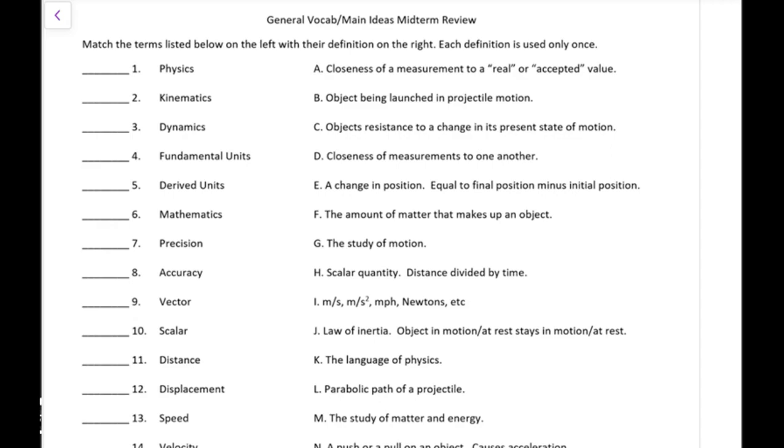So the second page has general vocab main ideas, and then on the back of it has some stuff on units that are going to be important for the midterm. So for these vocab words, there's not really much to go over in too much detail. It's mostly just some of the terms you have to memorize.